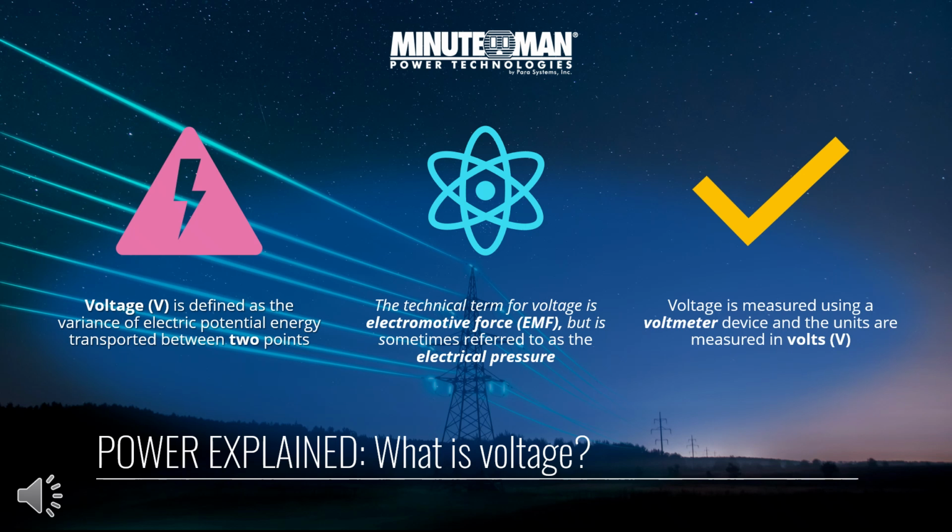Power explained. What is voltage? This foundational concept in electricity is key whether you're troubleshooting a circuit or just curious how your phone charges. Voltage is defined as the variance of electric potential energy transported between 2 points. It's often described as the electrical pressure that pushes electric charges through a conductor like a wire. It's what makes electric current flow.